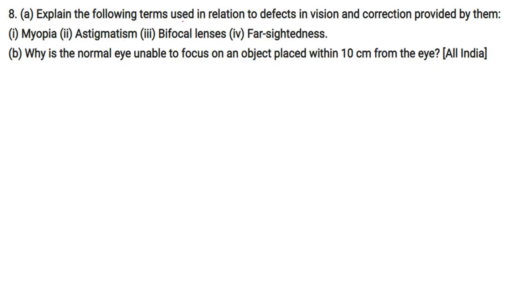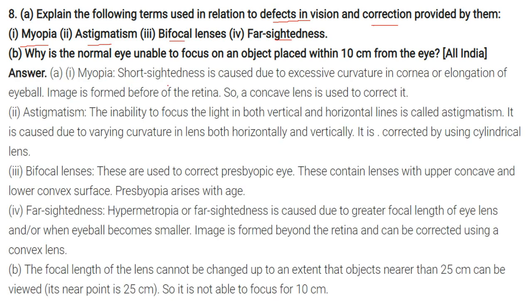Explain these terms used in relation to defects in vision and correction provided for them: myopia, astigmatism, bifocal lenses, and farsightedness. So myopia is short-sightedness. This is caused due to excessive curvature in the cornea or the elongation of the eyeball. So the image is formed before the retina, not on the retina. So a concave lens can be used to correct it. Astigmatism is the inability to focus light in both vertical and horizontal lines. This is caused due to varying curvature in the lens both vertically and horizontally.